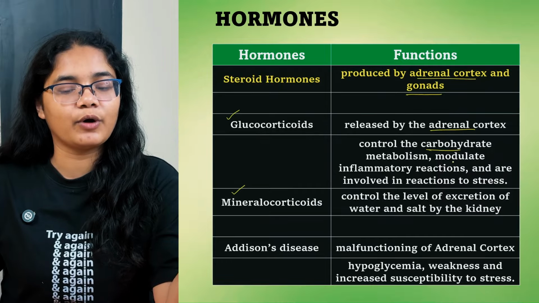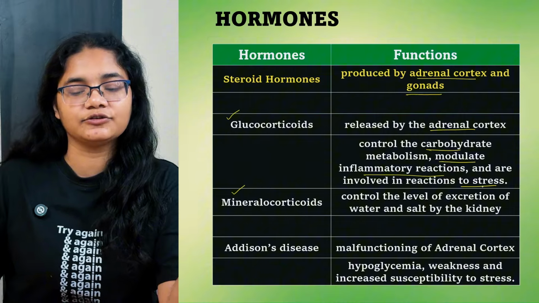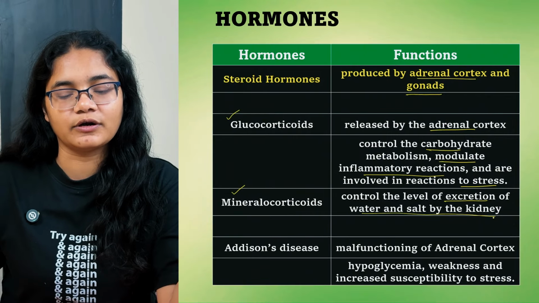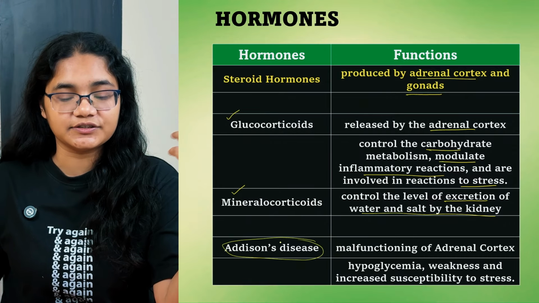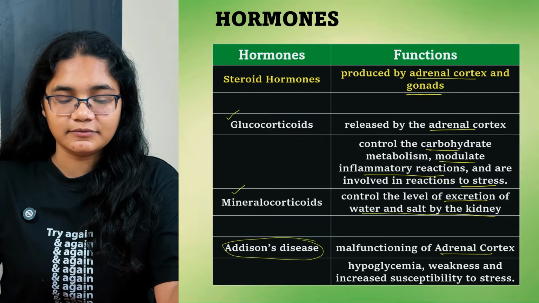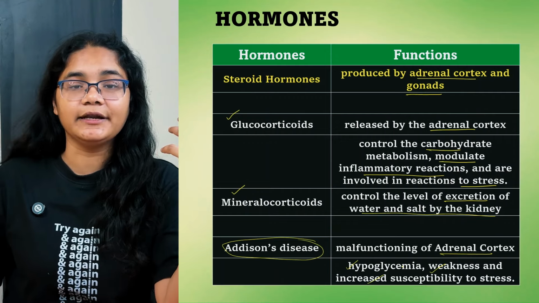They help in carbohydrate metabolism, modulate the inflammatory reactions, and are involved in reactions to stress. And mineralocorticoids control the level of excretion of water and salt by the kidney. Now there's a deficiency disease called Addison's disease, which is caused by malfunctioning of the adrenal cortex. And the symptoms here are hypoglycemia, weakness, and increased susceptibility to stress.